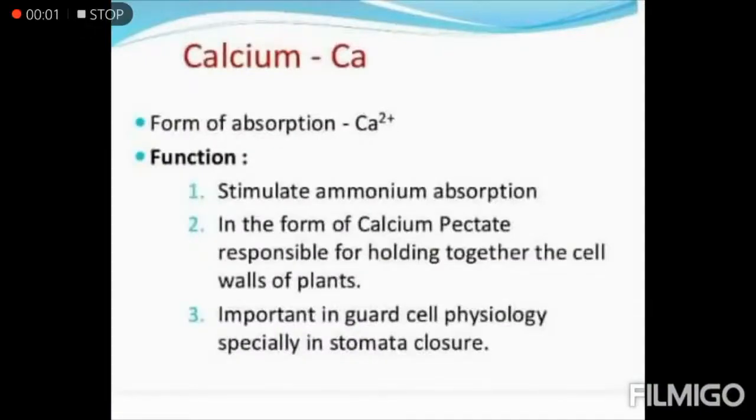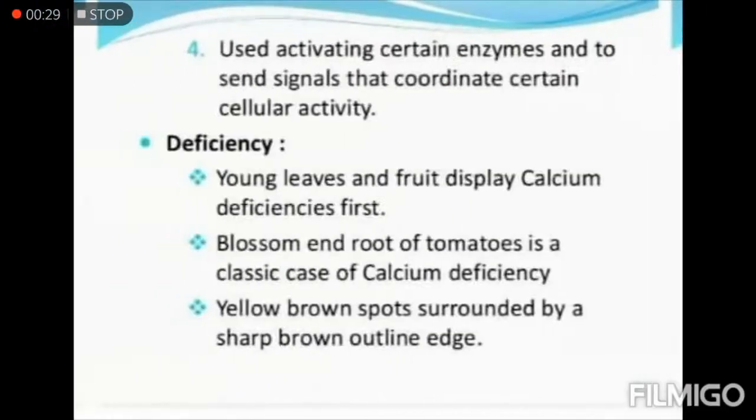Today we are starting with calcium, which we can absorb from the soil. It's a macronutrient. It can be absorbed from the soil in the form of the calcium ion, indicated as Ca2+. Now the functions of calcium in the plant: it stimulates ammonium absorption, and in the form of calcium pectate it is responsible for holding together the cell wall of the plant. It is important in guard cell physiology, especially in stomata closure, and it activates certain enzymes and signals that coordinate certain cellular activities.